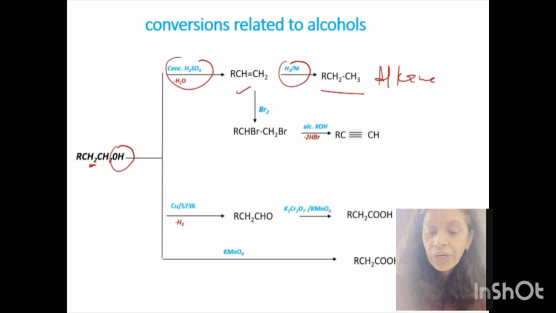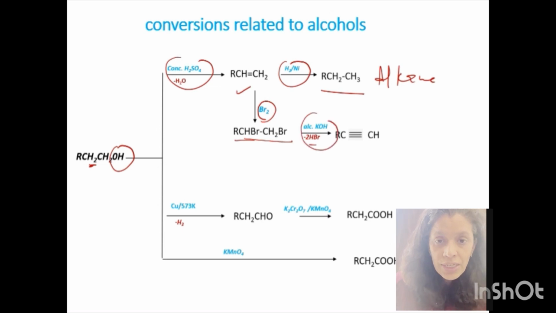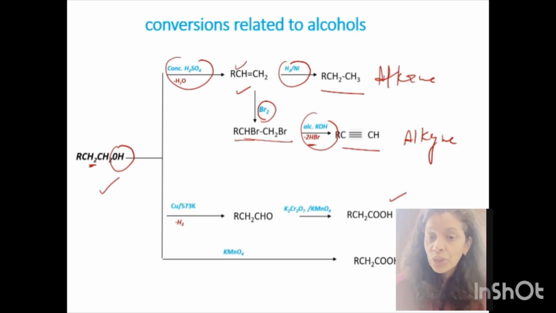But if you are treating that alkene with the bromine or any halide, it will get converted into alkyl halides, which on treatment with alcoholic KOH will remove HBr and will change it to the triple bond, that is alkyne. So this is the conversion where you can convert an alcohol to alkene and then to alkane and then to alkyne. If you are taking concentrated H2SO4, it is going to dehydrate, that is water molecules will get removed, and if you are using alcoholic KOH, it is going to remove hydrogen bromide from the reaction.